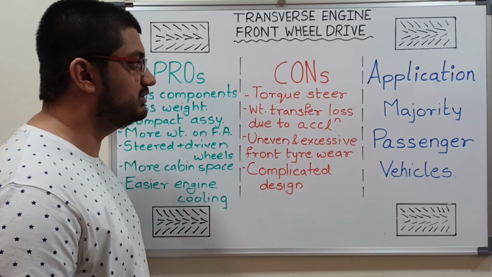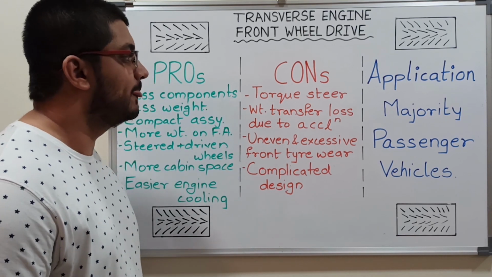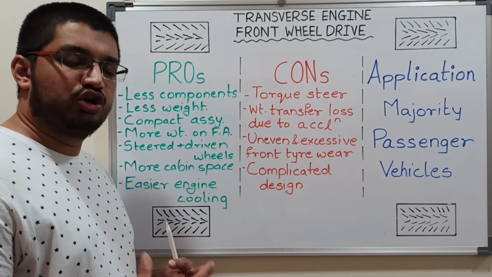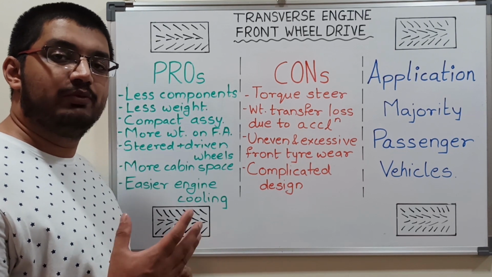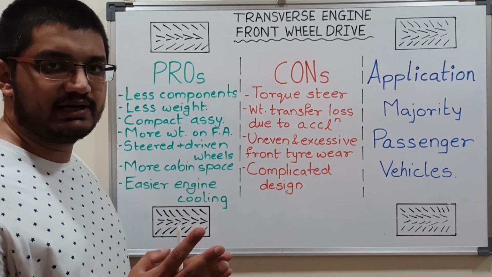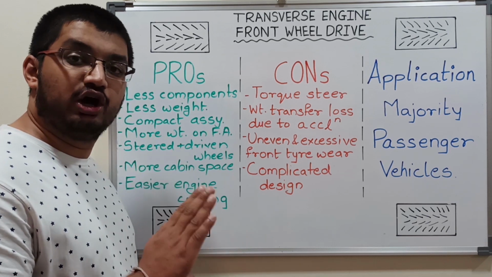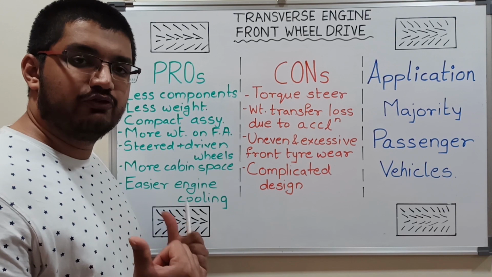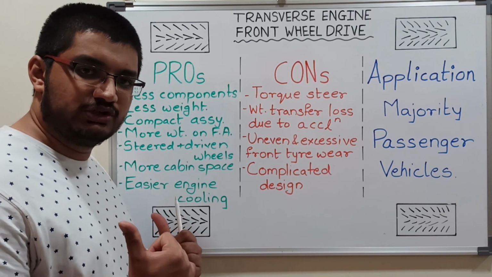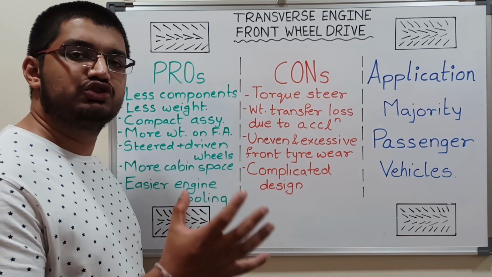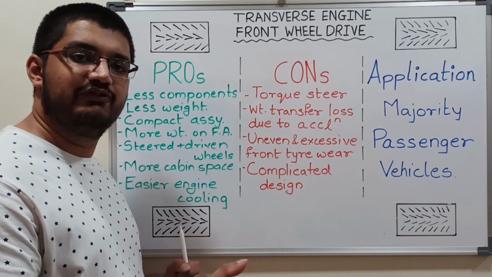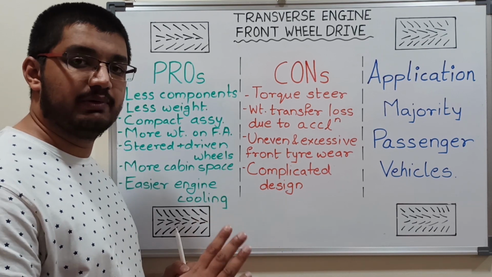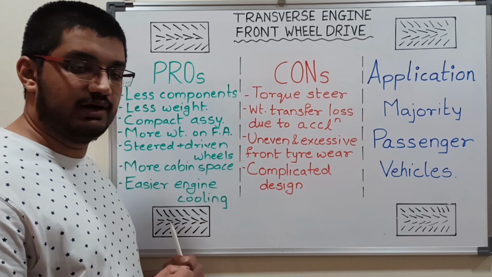First point is torque steer, the biggest con. Torque steer means automatic steering movement or automatic movement of the vehicle to the left or right, in easier language, due to throttle or acceleration. This happens due to either different lengths of rotating masses, that is the drive shafts, or different weights on both the front driven and steered wheels. And this is not at all desirable as handling becomes very difficult.